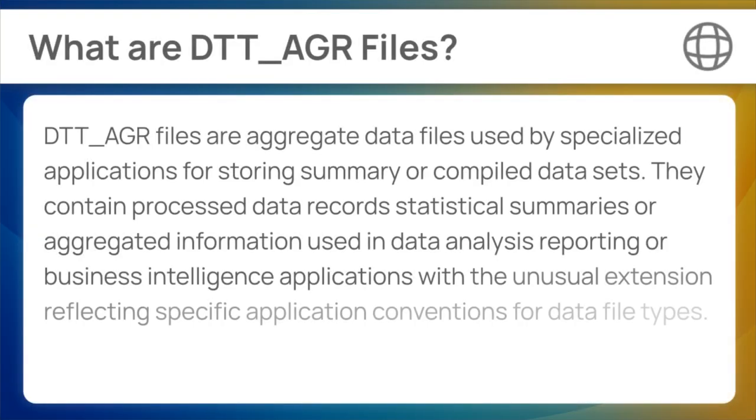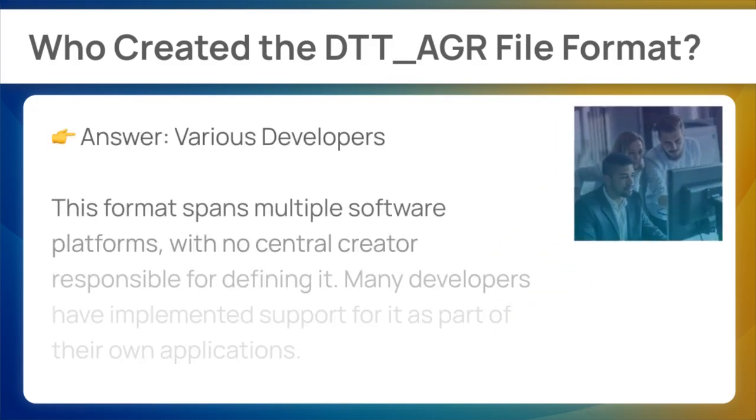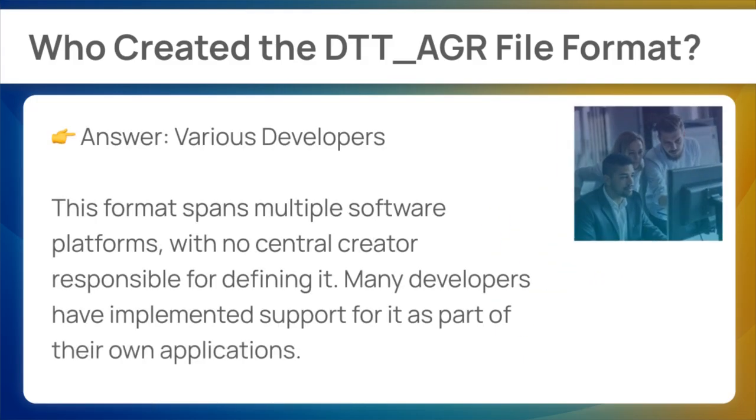DTT-AGR files are aggregate data files used by specialized applications for storing summary or compiled data sets. They contain processed data records, statistical summaries, or aggregated information used in data analysis, reporting, or business intelligence applications, with the unusual extension reflecting specific application conventions for data file types.